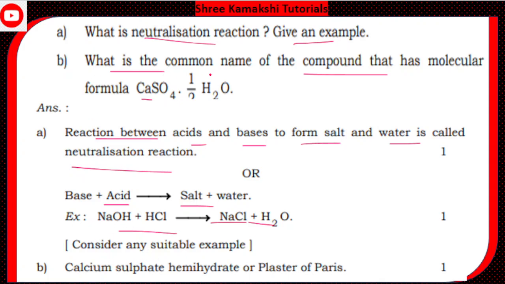Next is, what is the common name of the compound that has the molecular formula CaSO4 dot 1/2 H2O? That is calcium sulfate. Calcium sulfate hemihydrate is plaster of Paris.